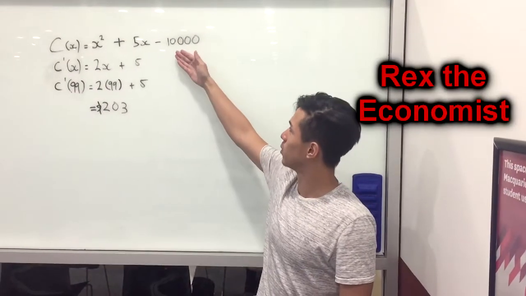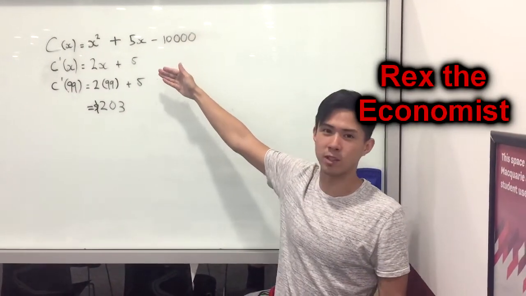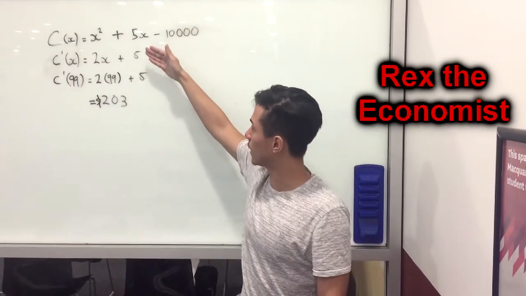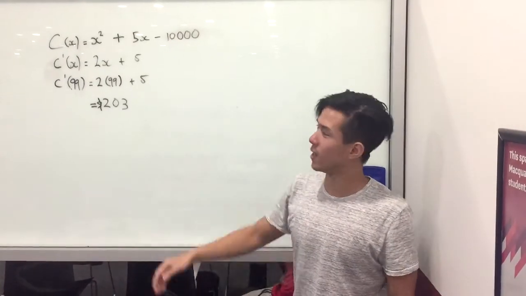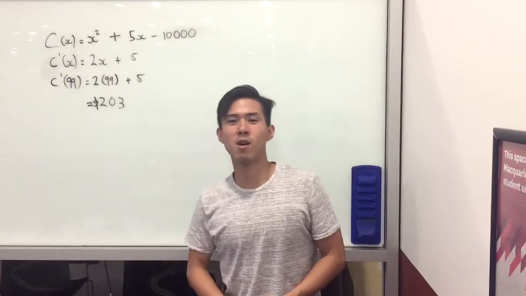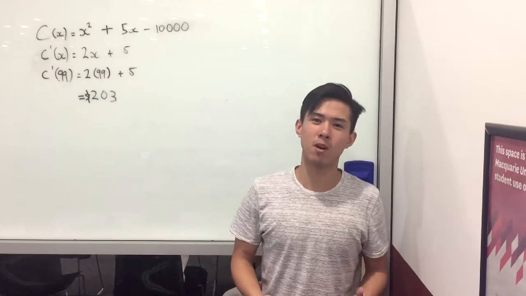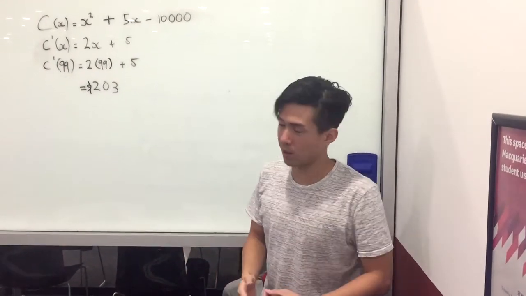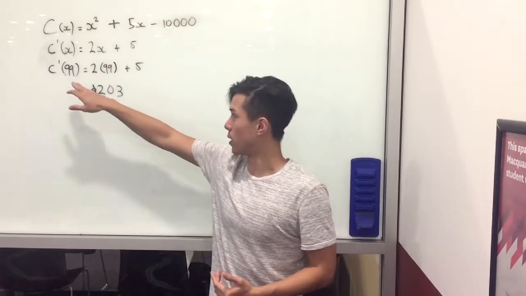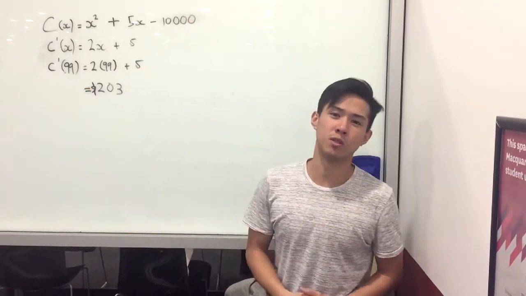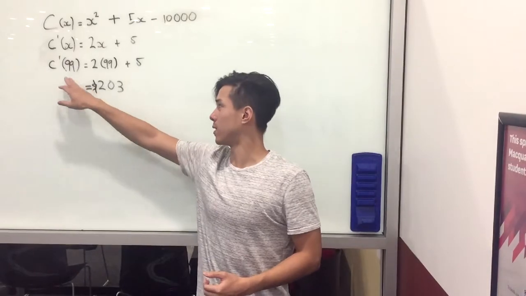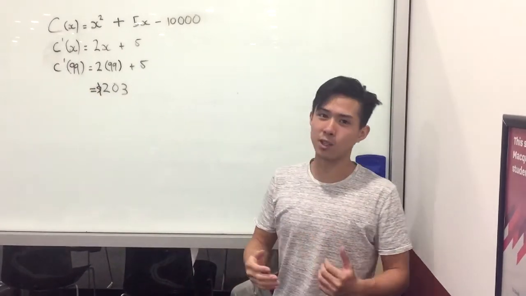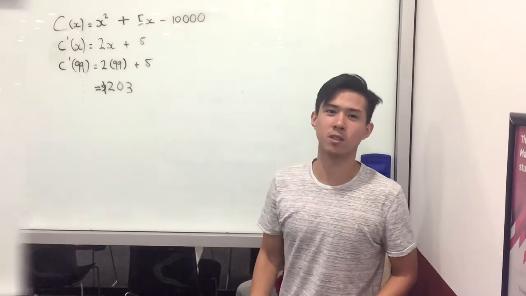So why did Michael derive the cost function? By deriving the cost function, that gives us the marginal cost. What is marginal cost, you may ask? Marginal cost is the amount by which a firm's cost changes if the firm produces one more unit of output. And that is the reason why we sub in 99 instead of 100. Therefore, this tells us that the marginal cost of producing 100 bikes is $203.